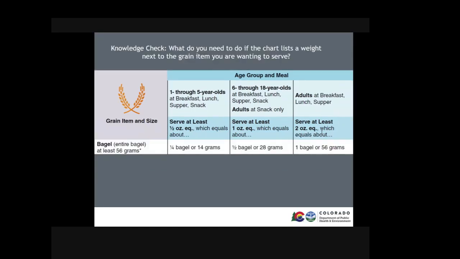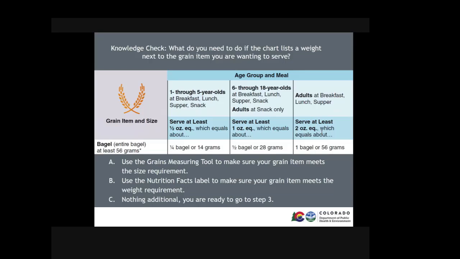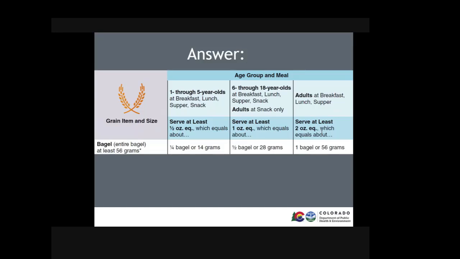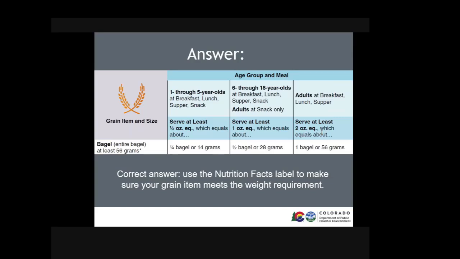Second question: what do you need to do if the chart lists a weight next to the grain item you are wanting to serve? The options are A, use the grains measuring tool to make sure your grain item meets the size requirement. B, use the nutrition facts label to make sure your grain item meets the weight requirement. C, nothing additional. You are ready to go to step 3. And the answer is use the nutrition facts label to make sure your grain item meets the weight requirement.